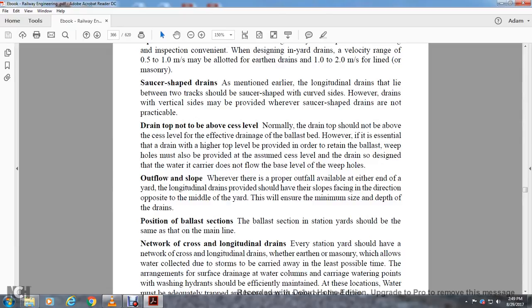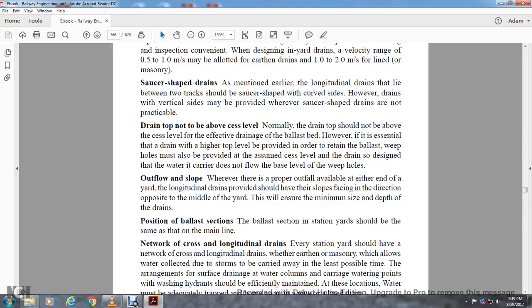Normally, the drain top should not be above the assessed level of the effective drain level of the ballast bed. However, an essential drain would have a higher top level in order to retain the ballast, sweep of the hole. The design must also provide the assumed level of the drain so that the water carried does not flow below the base level of the weep holes.